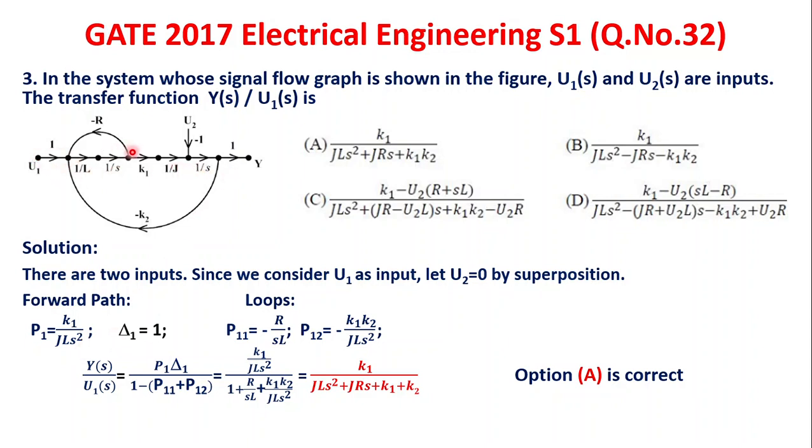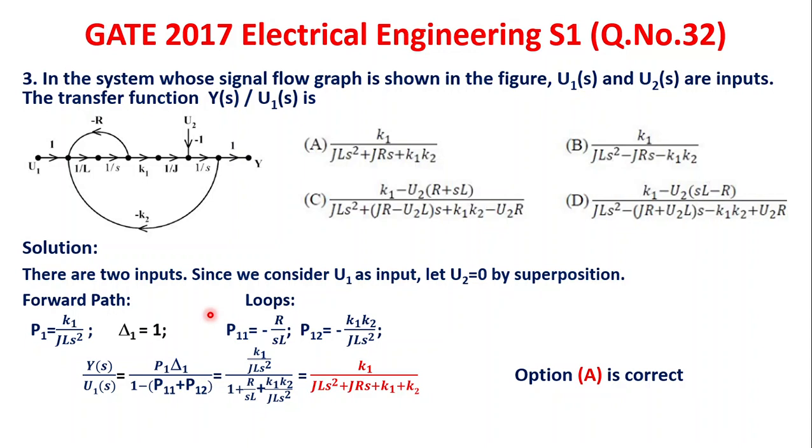There is only one forward path because you cannot go like this. Similarly, you cannot go like this because your direction and the branch direction, signal direction, they are different. So there is only one forward path. If you remove the only one forward path, what will be delta 1? 1 like previous problem. That's all.